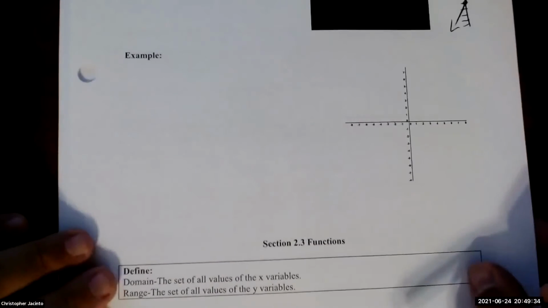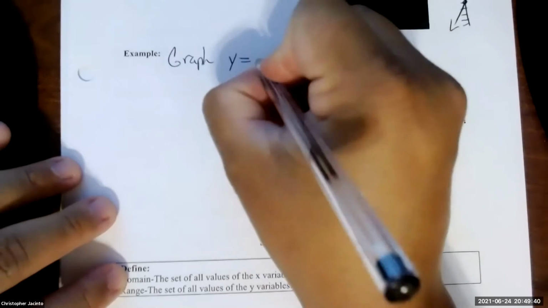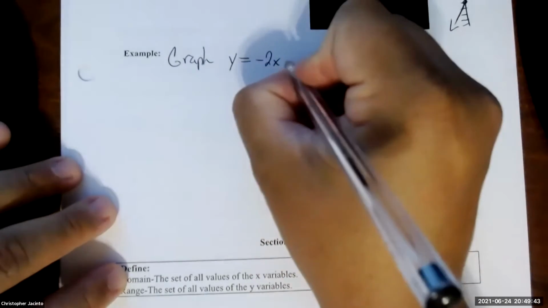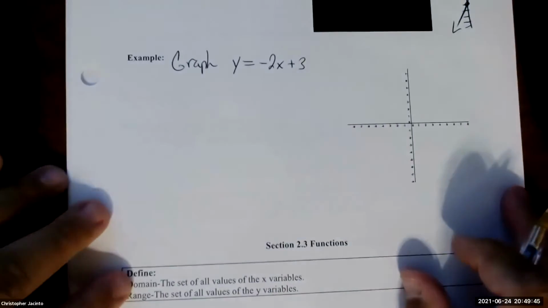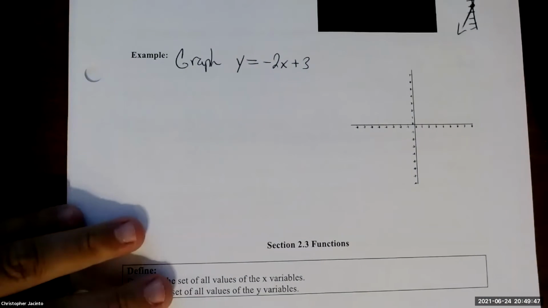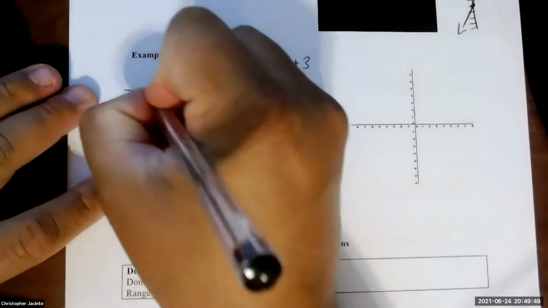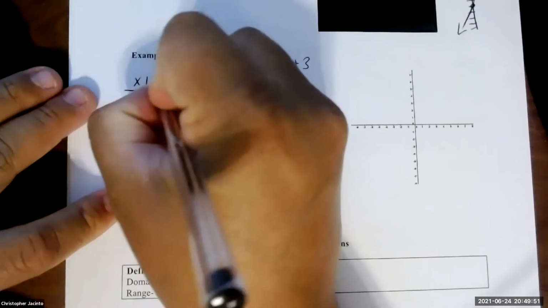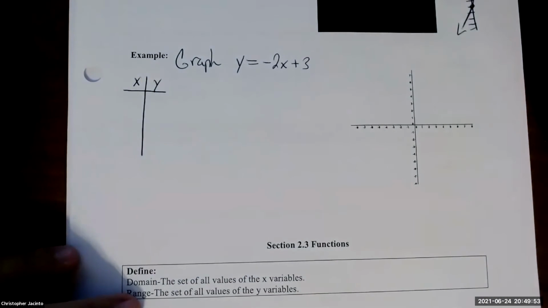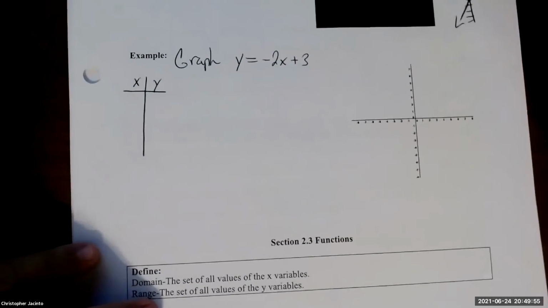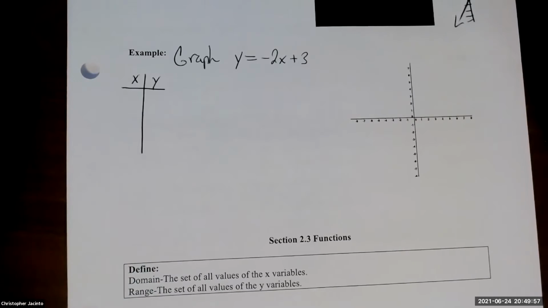All right, so in that case, let's quickly do an example so you can see how it would go into play. So let's suppose we want to graph this line here. Okay, so let's make a t-chart. I'll leave it up to you guys. Don't make the x values too big, but go ahead and pick 3 x values.